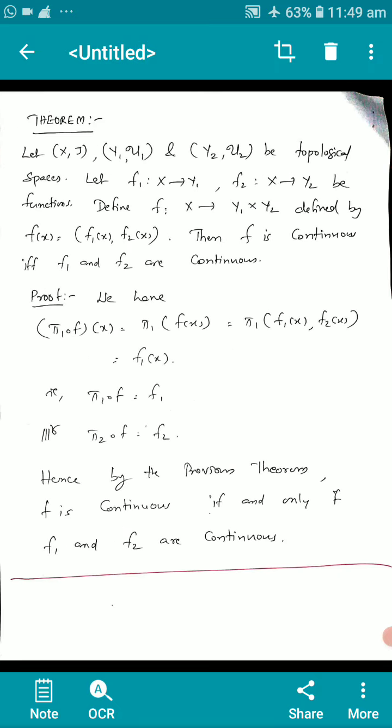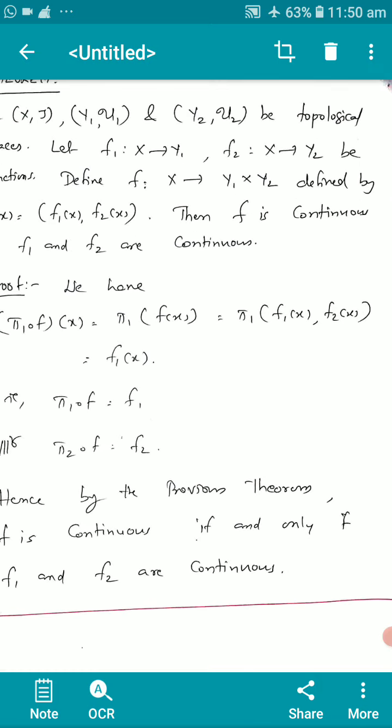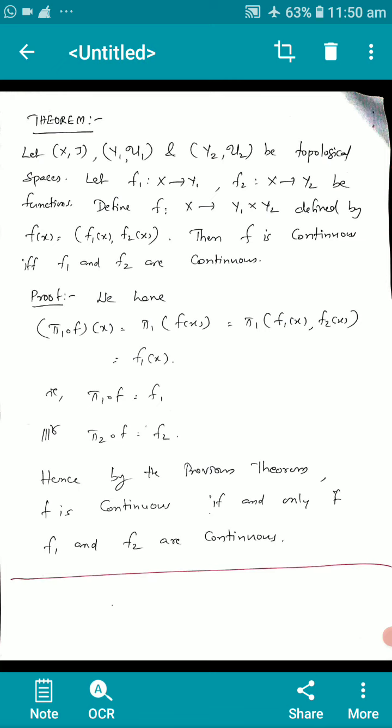We are concluding with one more theorem. Theorem statement: Let Y1 with tau 1 and Y2 with tau 2 be topological spaces. Let f1 from X to Y1 and f2 from X to Y2 be functions. Define f from X to Y1 cross Y2 by f of x equal to the pair f1 of x, f2 of x. Then f is continuous if and only if both f1 and f2 are continuous.